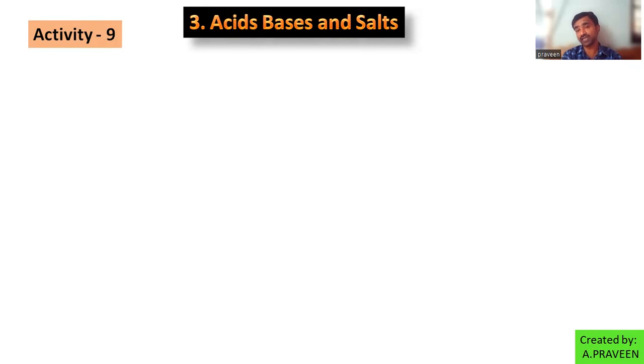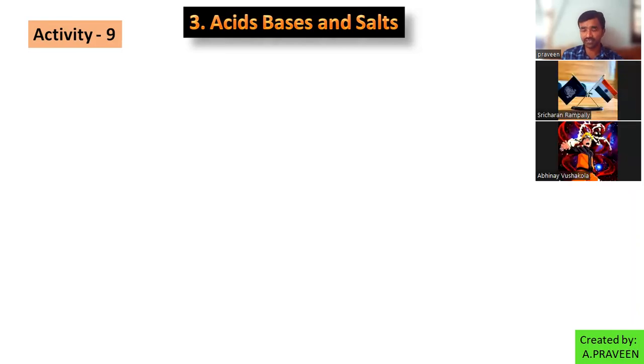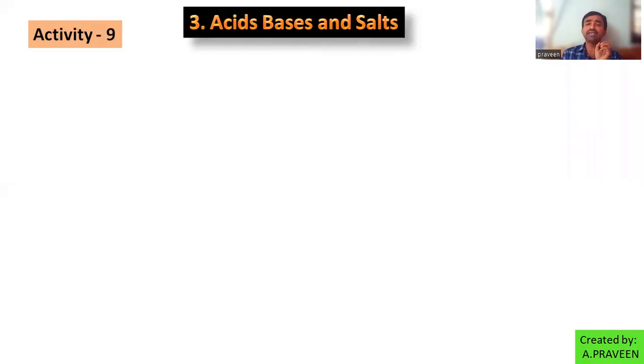What is an exothermic reaction? Can anybody say? Exothermic: heat liberation. An exothermic reaction is heat liberation. An endothermic reaction is heat absorption. So adding acid into water, adding base into water, or water into the base, or water into the acid, in any combination, will produce a large amount of heat energy.